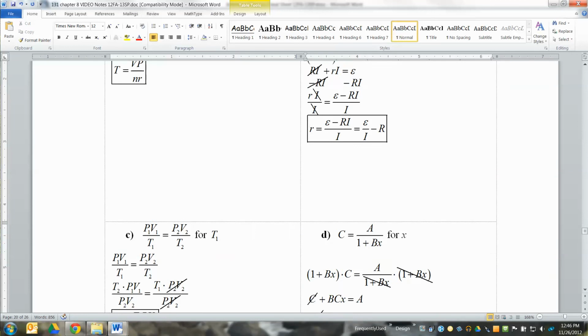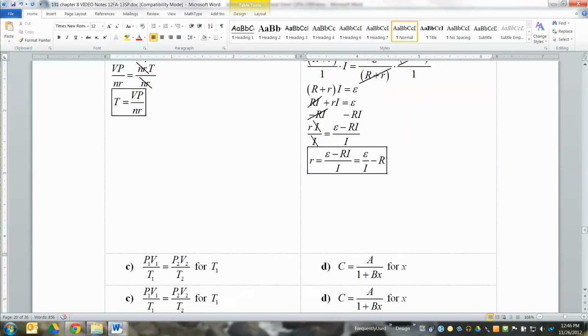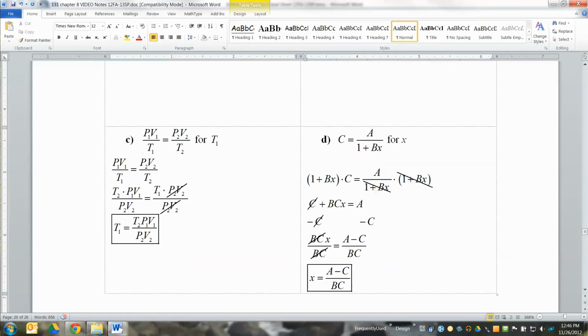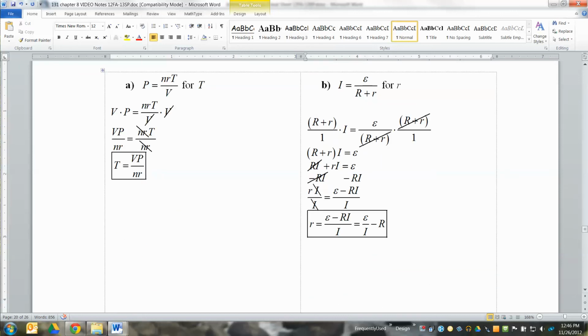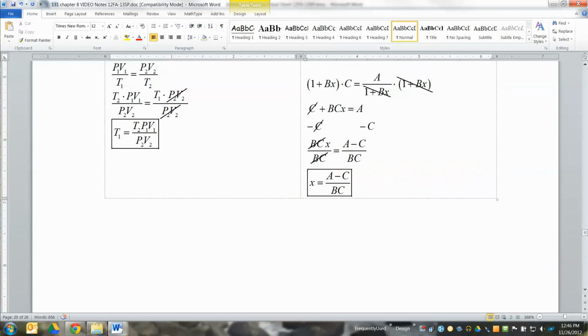So the hardest one on this whole page was actually letter B, believe it or not. I know letter B doesn't look like it would be harder, but it was. Letter B was the hardest one. A was the easiest. Okay, we're done with that page.